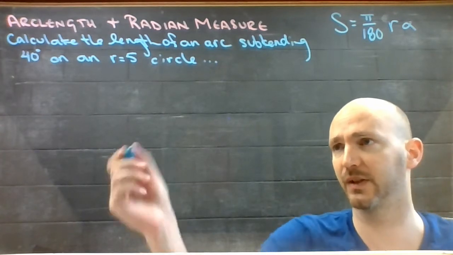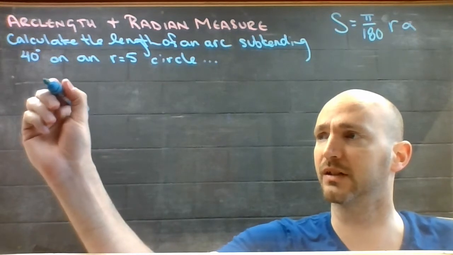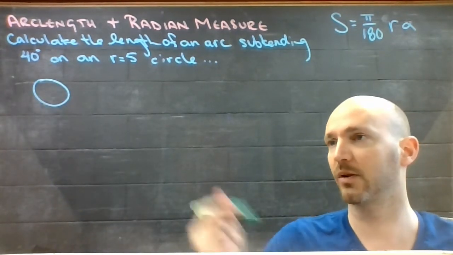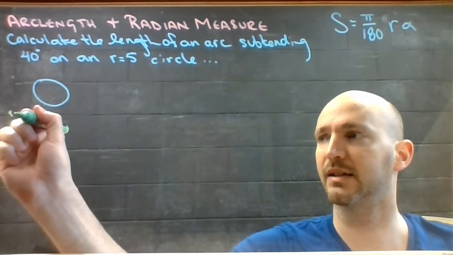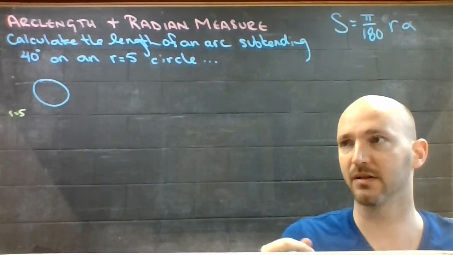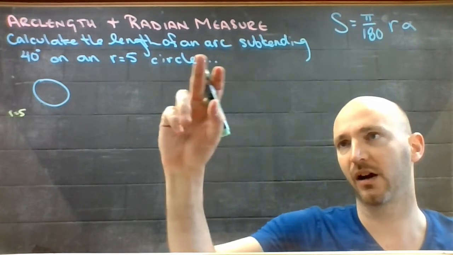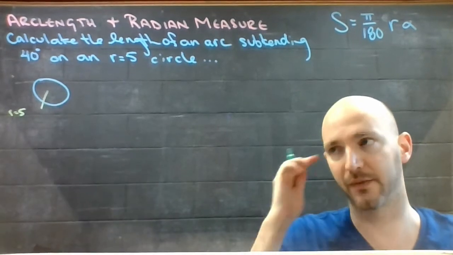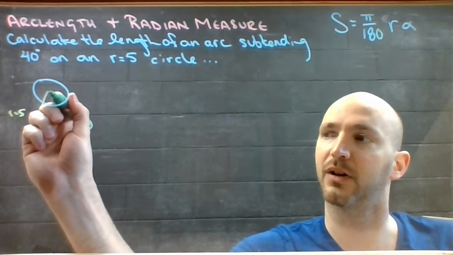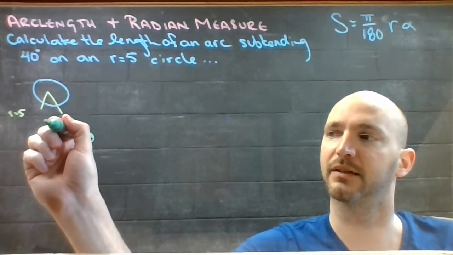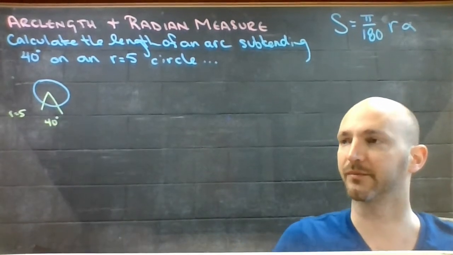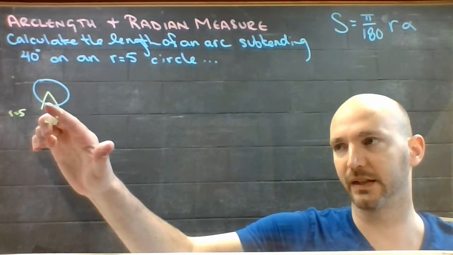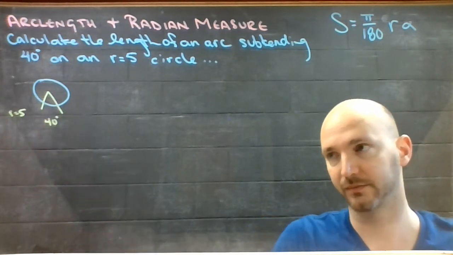So if I were to do that, get myself a circle here. Hopefully that's okay. And I'm going to acknowledge that the radius is 5 whatever. And I'm after an arc subtending 40 degrees. So I'm just going to pick a random place to draw my reference line. And then I'm going to draw something like that and acknowledge that that's 40 degrees. So what I'm after then is just the length of this little chunk.